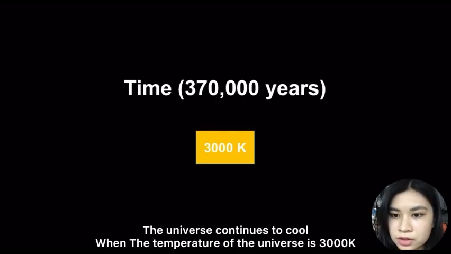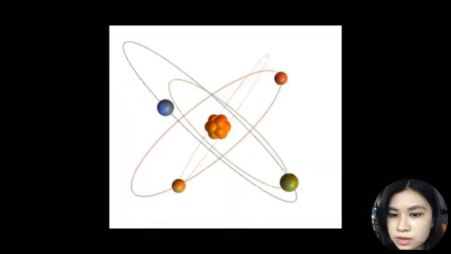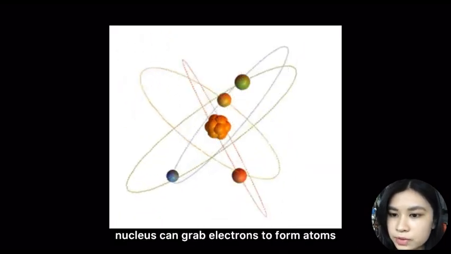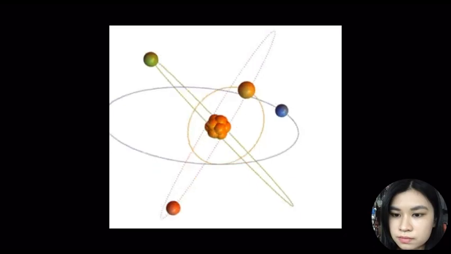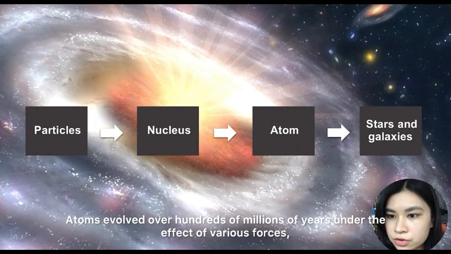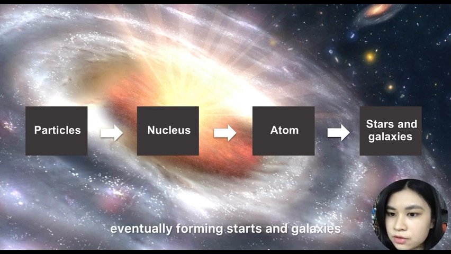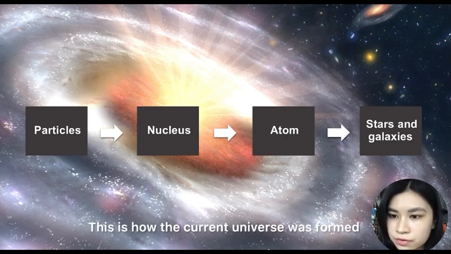The universe continues to cool. When the temperature of the universe is 3000 K, nuclei can grab electrons to form atoms. Atoms evolve over hundreds of millions of years under the effects of various forces, eventually forming the stars and galaxies. This is how the current universe was formed.